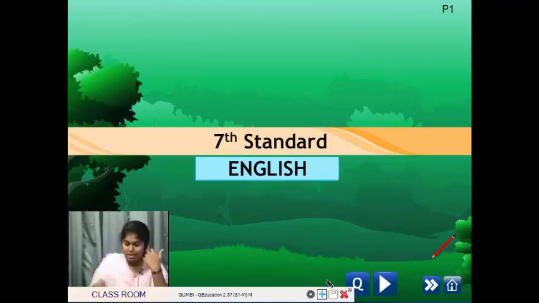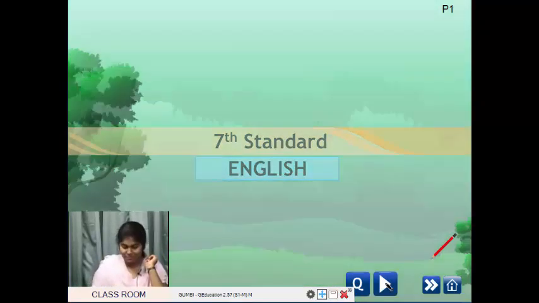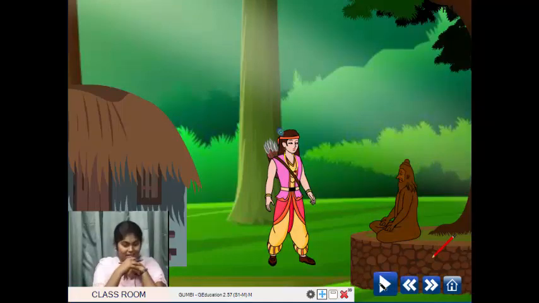Now, let's look at an activity about prepositions. Ready, children? Look at the screen. What do you see? Who is standing there? Yes, it's a boy. Can you guess who this boy is? Come on, take a guess. Who can this boy be? See, he's having some arrows on his back.